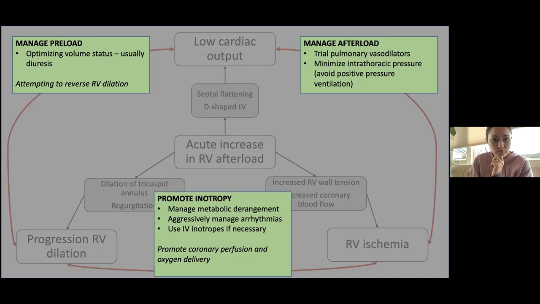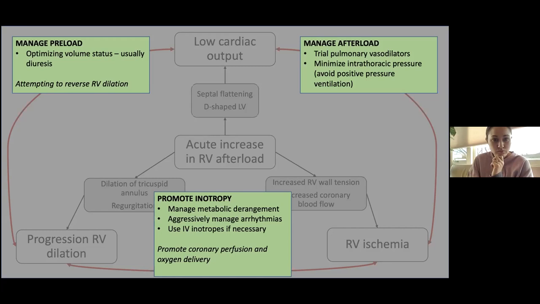Usually it's in the form of diuresis, but the right heart is very sensitive to large fluid shifts. And so you may see that you give a dose of IV diuretic and they respond briskly to it and they become hypotensive. And so slow and progressive diuresis is usually the name of the game. And our goal in managing preload is really to reverse the RV dilation.